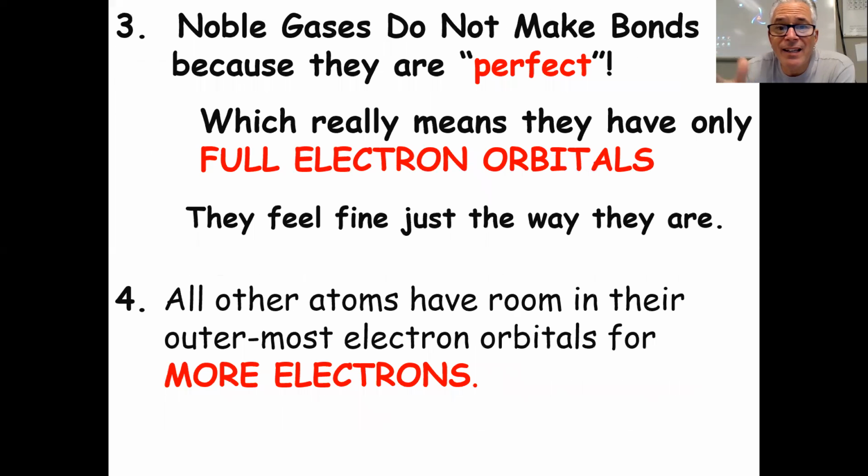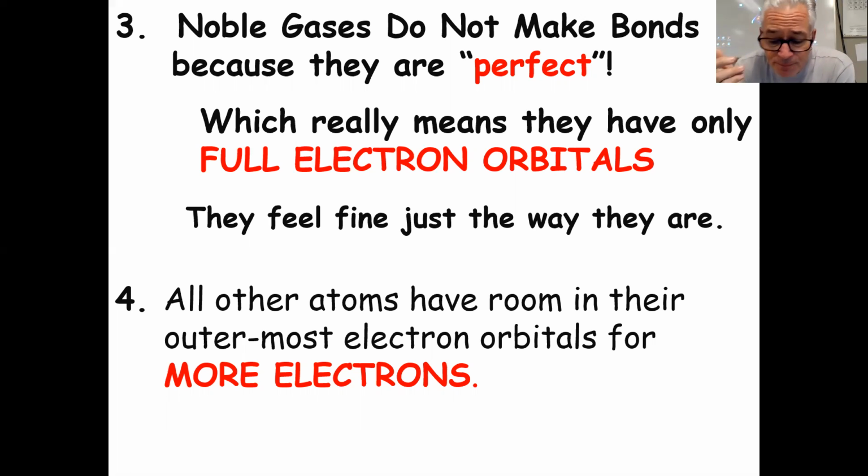What they're really saying is they have full electron orbitals. They're just perfect the way they are. Not only do they have equal numbers of positive protons and negative electrons, but the orbitals are all full. Every other atom on the table outside of group 18 has room in its outermost orbital to either add some electrons or get rid of some. If we could have that perfect outer orbital, either by losing or gaining electrons, we'd be more perfect, more noble.